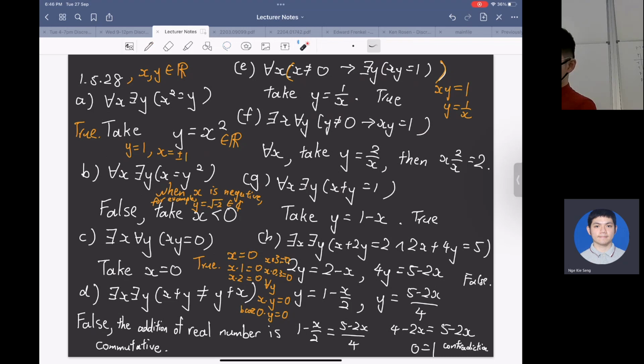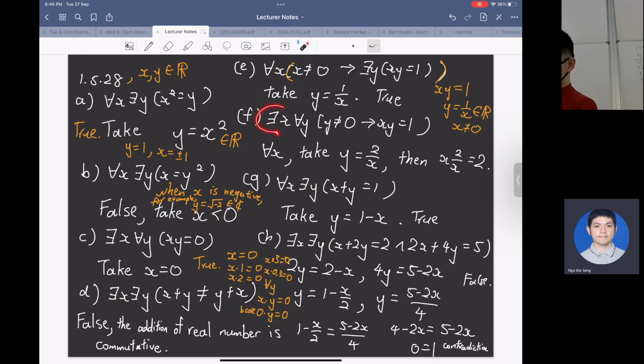So when does 1 over x exist? It is when x is not equal to 0. And your condition is x not equal to 0. Okay, make sense?